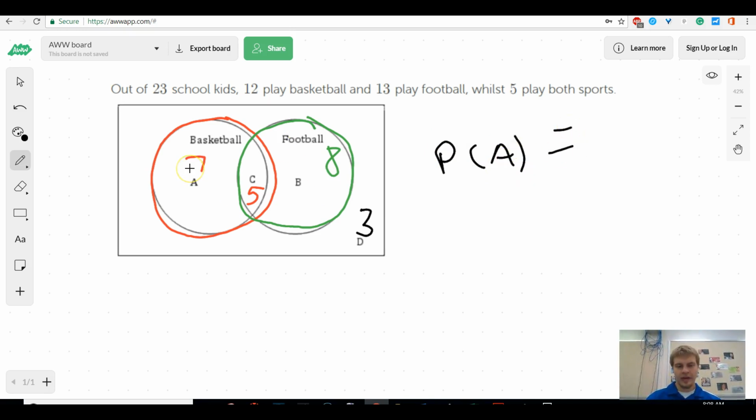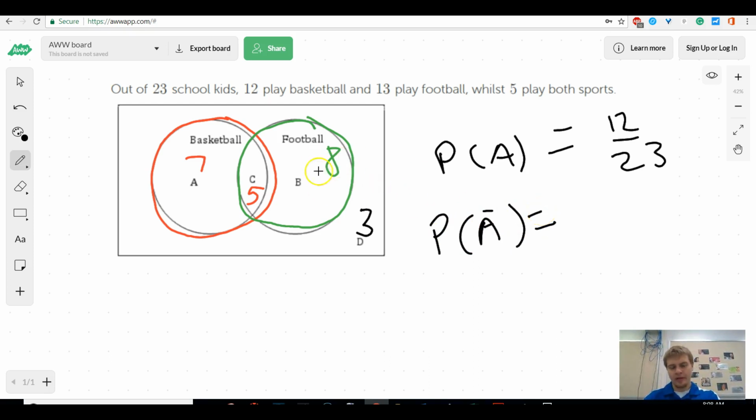Well, the probability of A is 12 over the total, so 12 over 23. Let's find the probability of not A. So the probability of not A would be, well, this is an A, this is an A, so 11 over 23. You could also do the opposite. Again, these two things should add up to be 1.